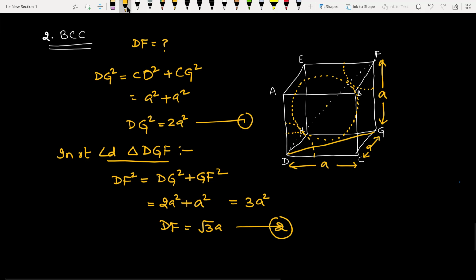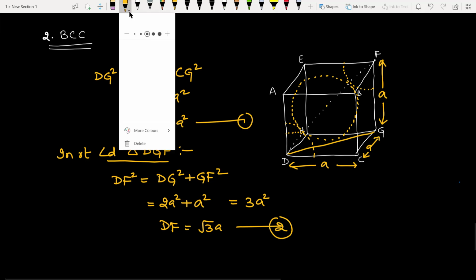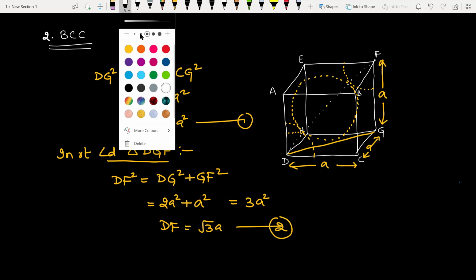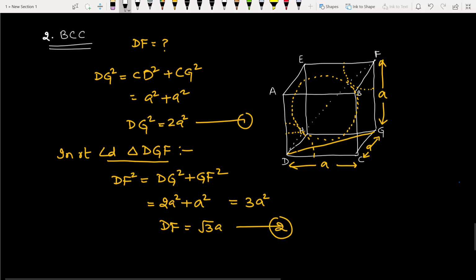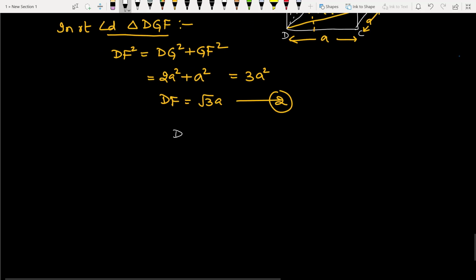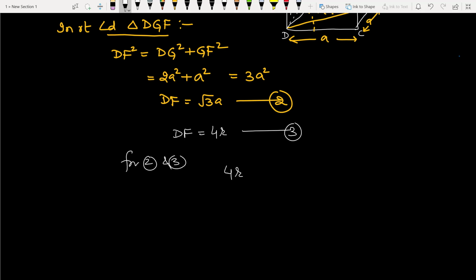But if we try to depict it in terms of atoms, then this is R, this is also radius, this is the radius, this is the radius. So total length is 4R. In terms of atomic radius, DF is equal to 4R. So from 2 and 3, we get 4R is equal to root 3 a. So R is equal to root 3 a by 4. So this is for the BCC structure.